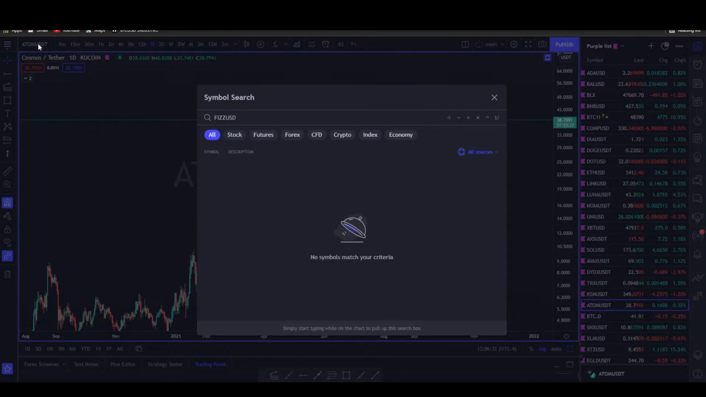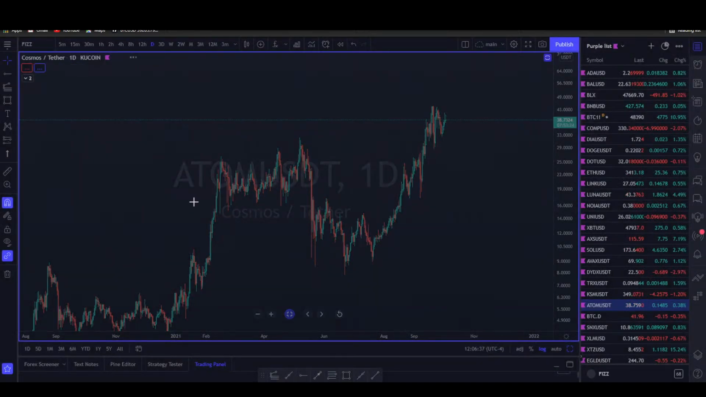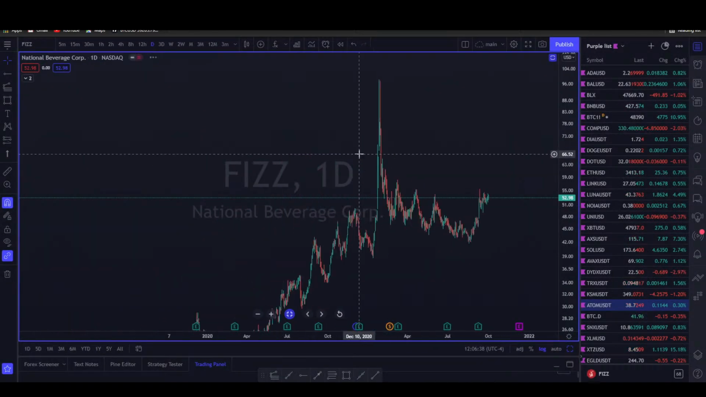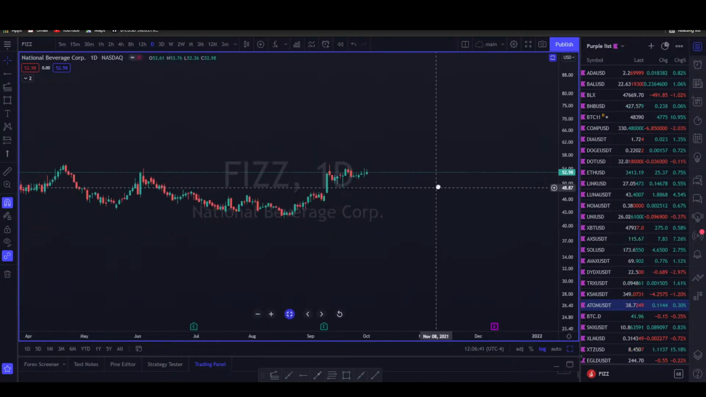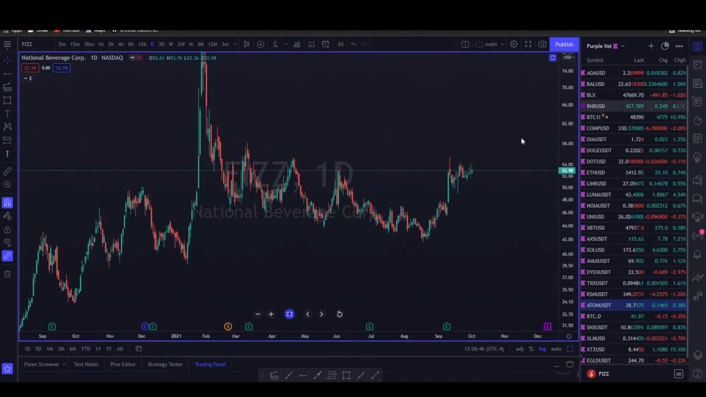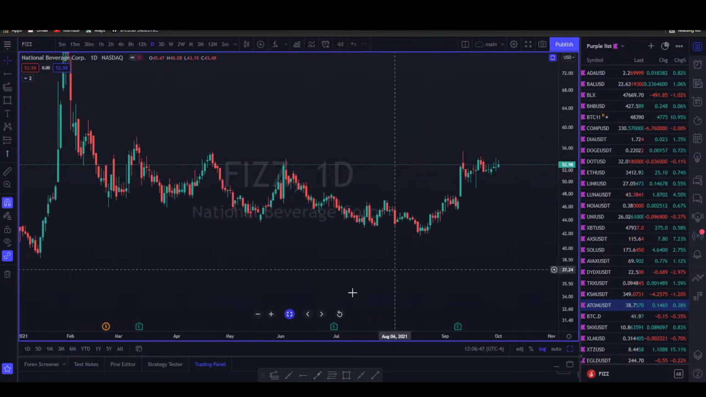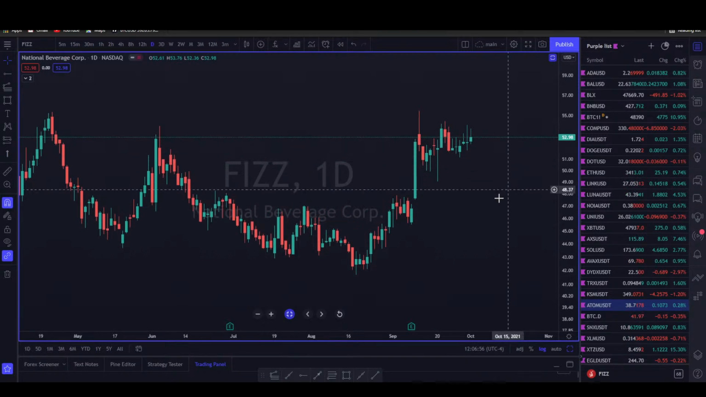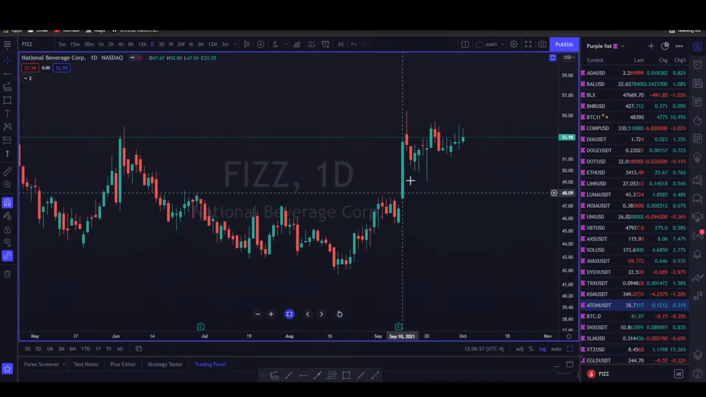USD. Nope, it's not. It's a NASDAQ stock. Fizz long. Fizz looks like it's wanting to break out. It does. I don't know what it is. National Beverage Corp. Here's resistance, and it broke out above it. There. So you basically have a small price range that you can watch.